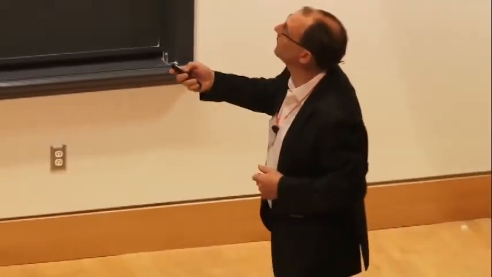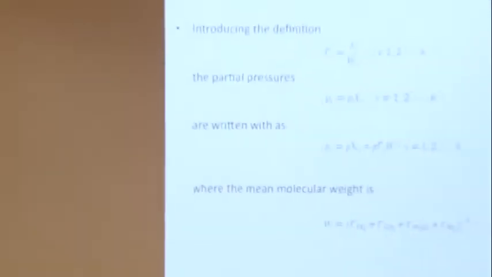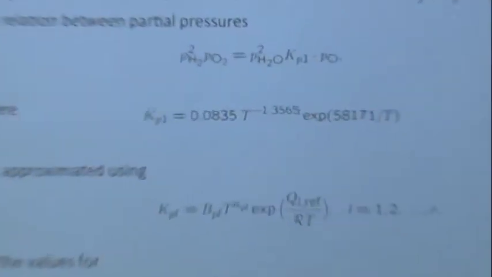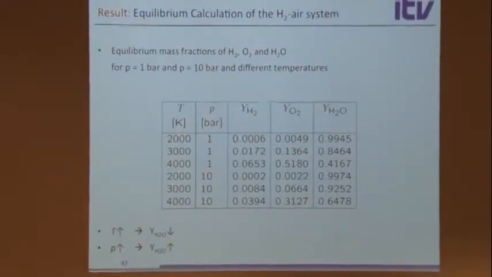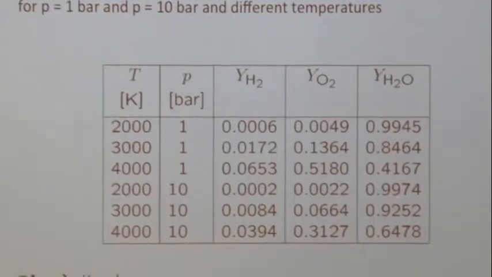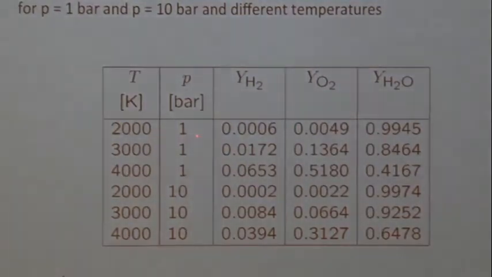So for the H2 system here, that's what we have. It's pressure dependent because the reaction is 2H2 plus O2 goes to 2H2O. So there's one more mole on the reactant side, the opposite of what I showed in the example. But you see here at constant pressure, higher temperature will give you less product. Okay? A higher pressure will, so here's 2000 Kelvin from 1 to 10 bar, higher pressure will give you more product. Okay? Why is this?